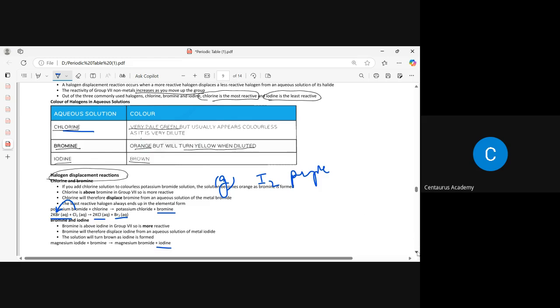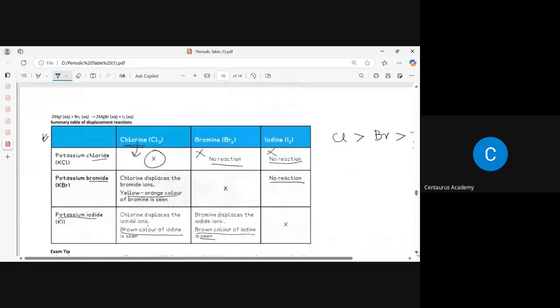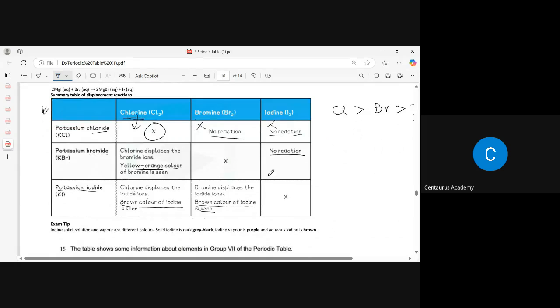Okay. Moving on. Is this point clear so far? How we are going to determine which halogen is going to displace the other one? These are important. The observations you must know. Any questions so far?